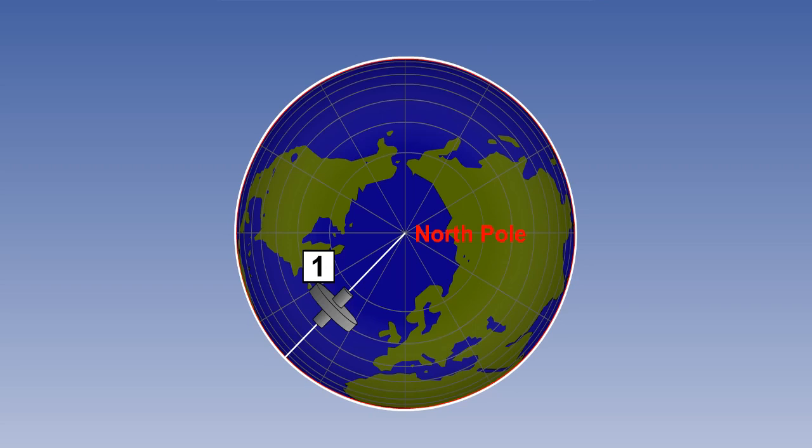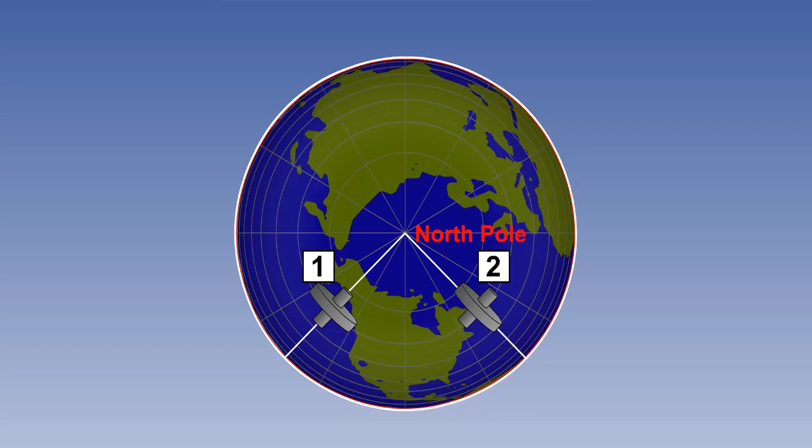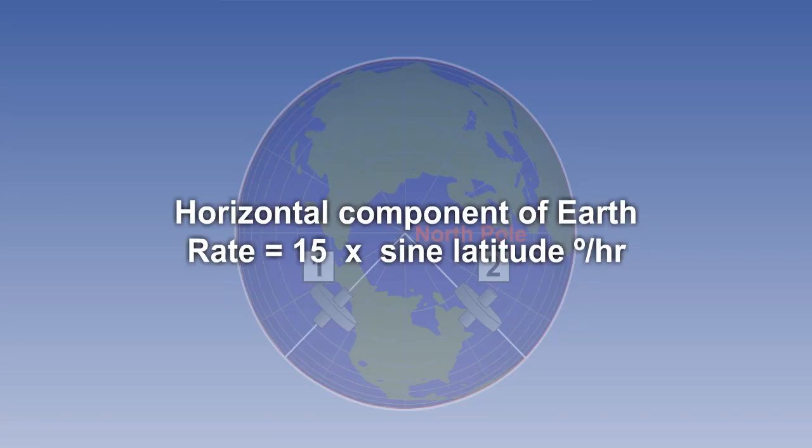However, in this picture we are looking down on the North Pole. The gyro and the meridian are in line. As the Earth rotates, the meridian changes its direction with respect to space, but the gyro does not. This gives us an equation for the horizontal component of Earth rate, which we have met before. It's 15 times the sine value of the latitude in degrees per hour.